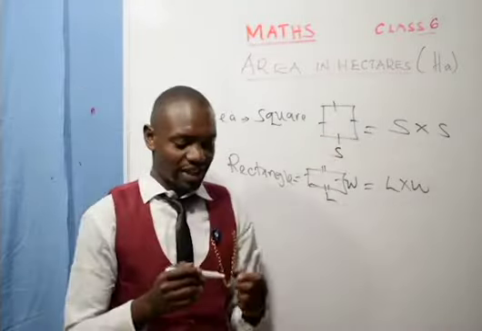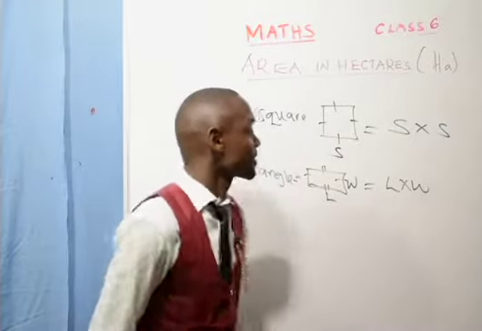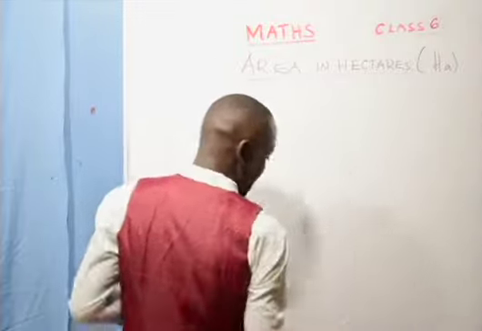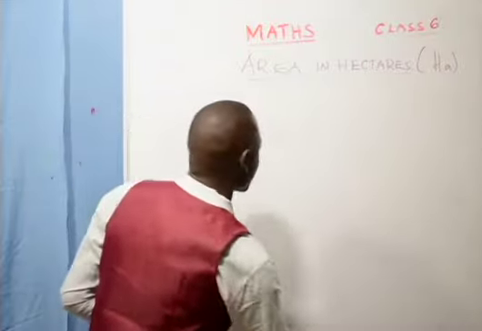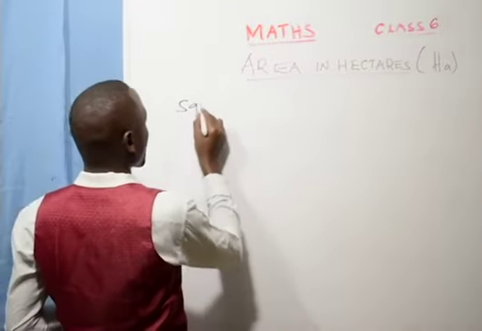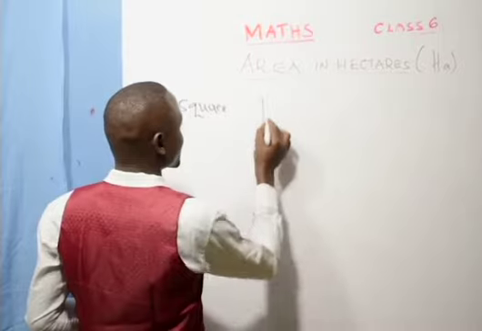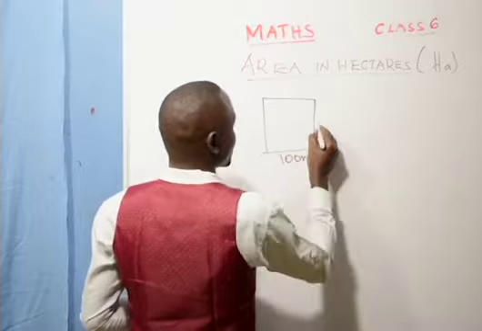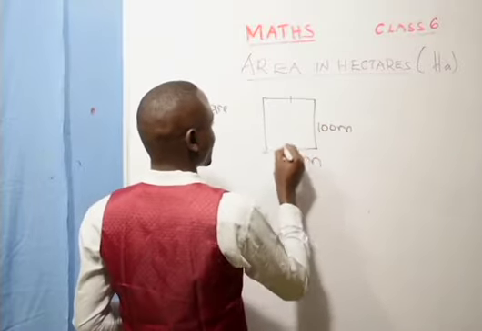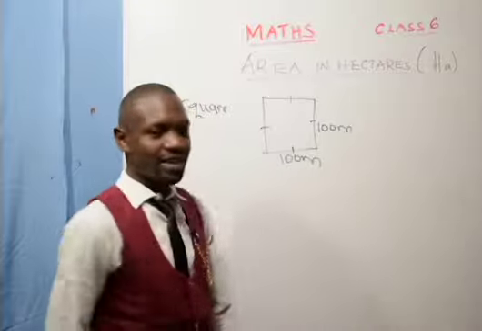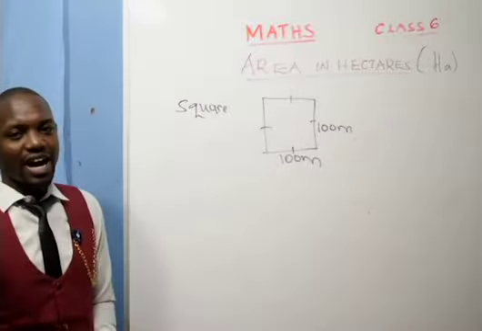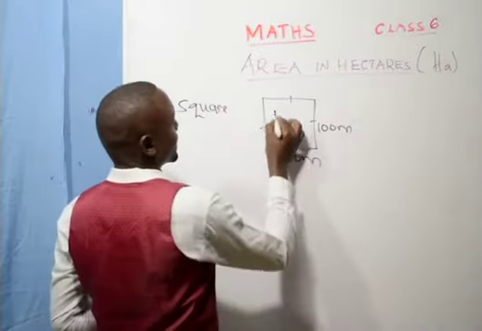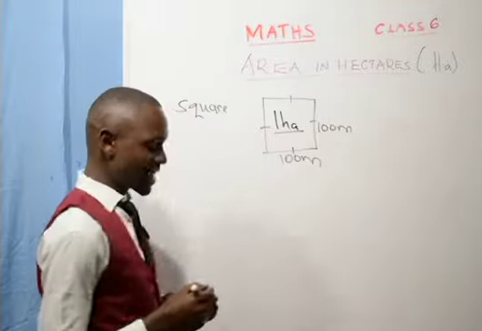So today I want us to look at area in hectares and also area in ares. Area in hectares. Now consider a square piece of land which measures 100 meters by 100 meters. So this piece of land will have an area of 1 hectare.